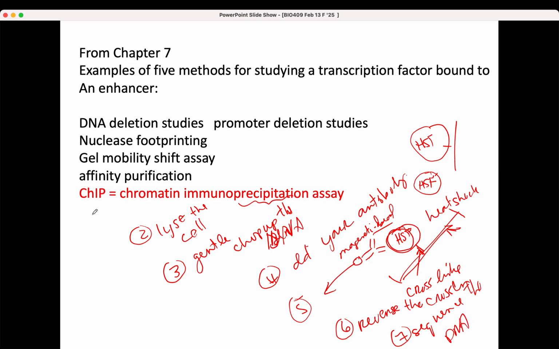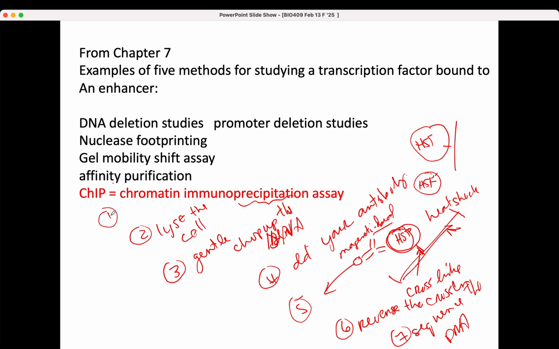So ChIP uses that. Start out and make an antibody to the protein you're trying to study. Use some of your affinity purified transcription factor to inject into an animal like a mouse or a rabbit. Make antibody. Use that antibody in this experiment.